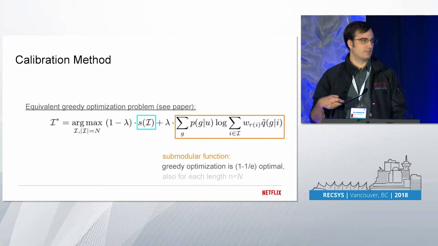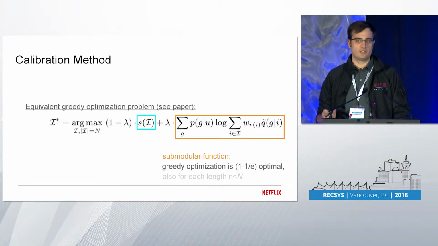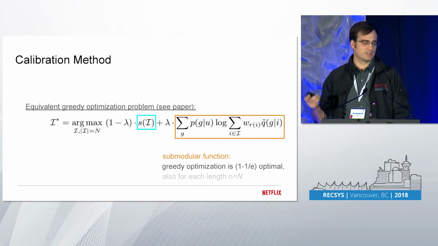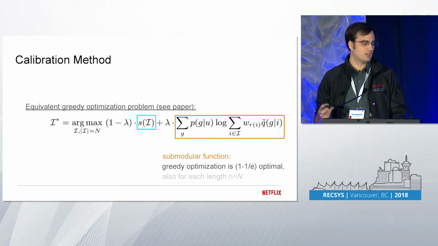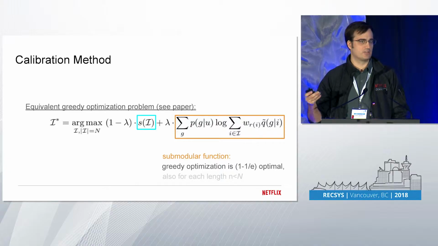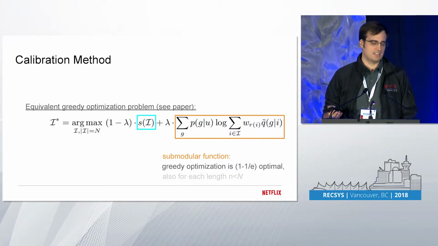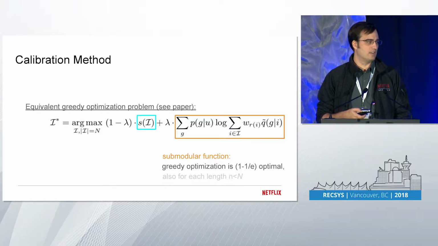So if we take the KL divergence and plug this in here, we can run a greedy algorithm. But if you go through and actually look at simplifying the optimization problem, what you see here is that the resulting function is actually submodular. So optimizing this with a greedy algorithm provides the nice optimality guarantees that you get with a submodular function. And those optimality guarantees are also provided for each sublist up to length n.